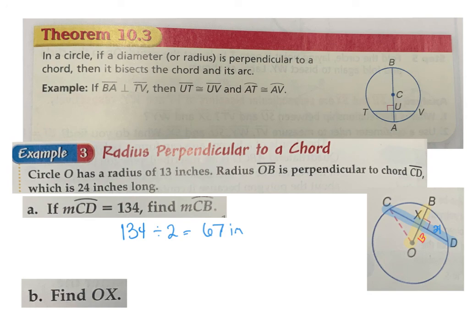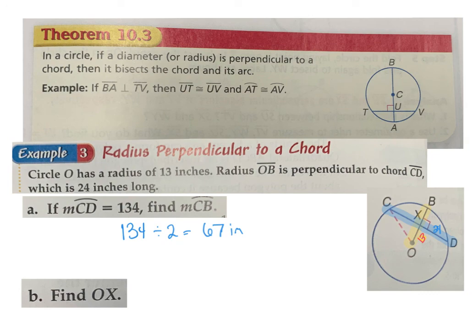Now, here's the deal. They want us to find from O to X. They did not say that the chord bisects the radius. They said the radius bisects the chord, okay? So they did not tell us that CD bisects OB. They told us OB bisects CD. There's a difference. So we can assume that from C to X is 12 and X to D is 12 because that is bisected. But we cannot assume that this one right here is cut in half of that 13. All right? So we're going to use the information that we do know to figure out that length.